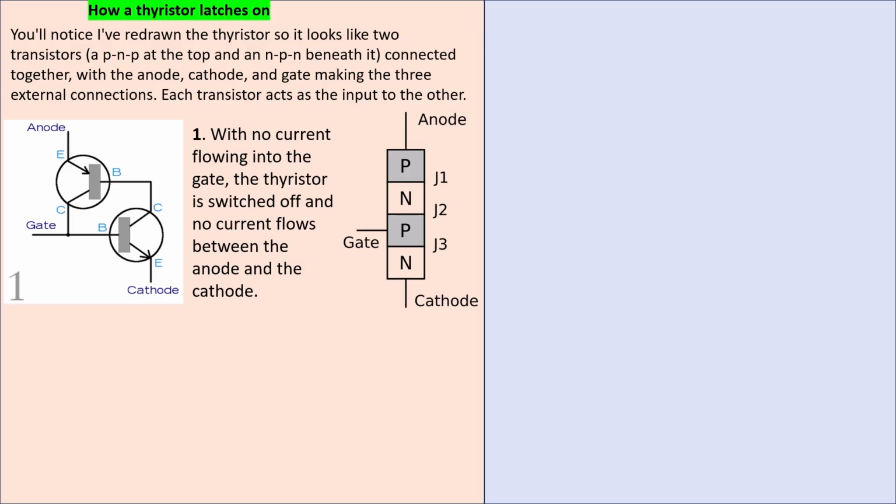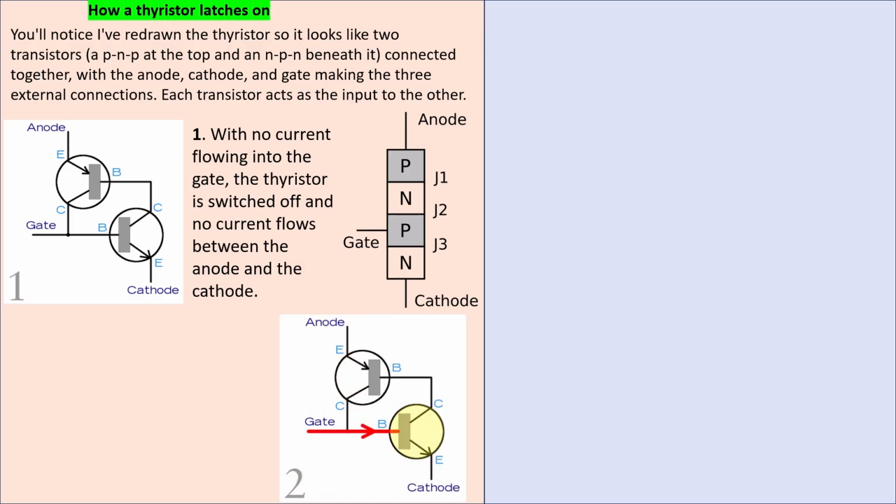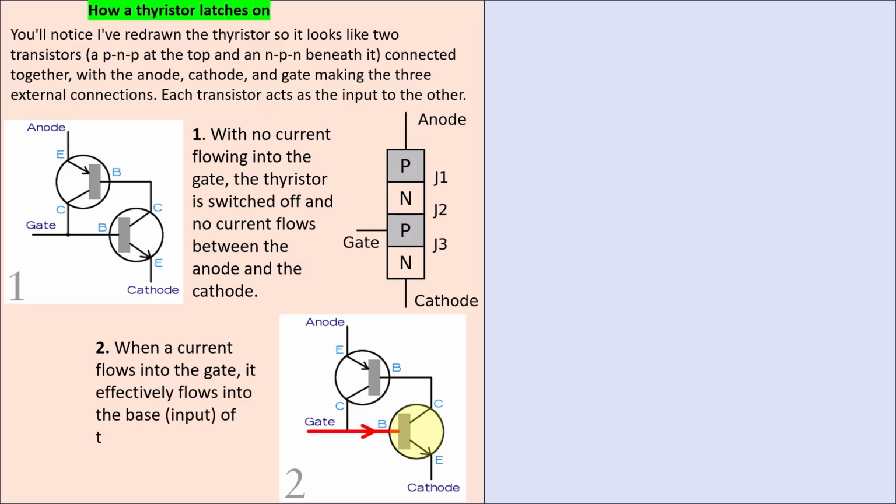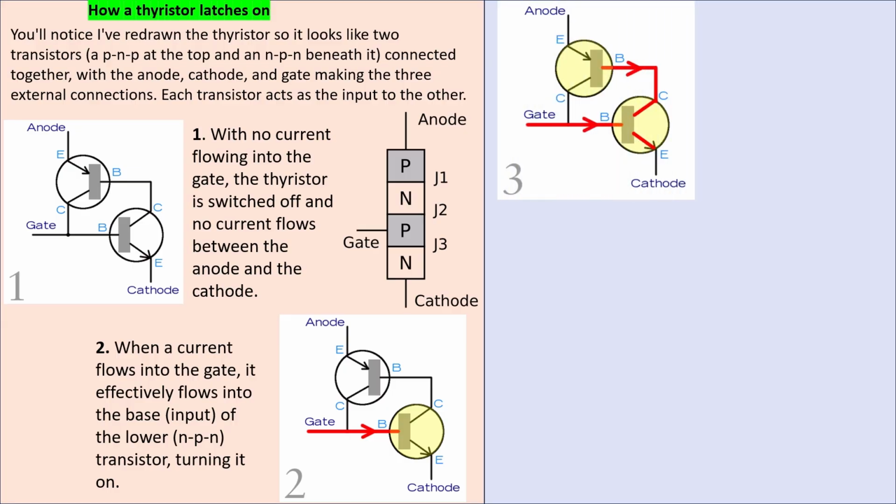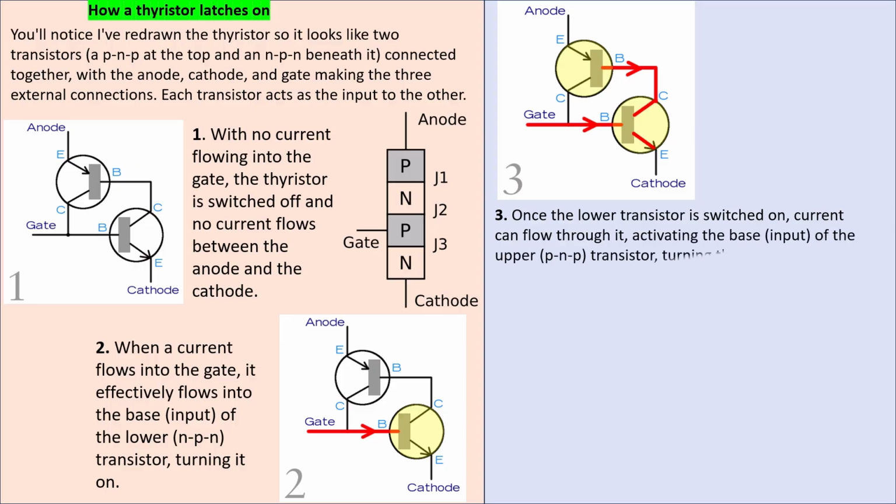Number two, we now have power at the gate. When a current flows into the gate, it effectively flows into the base input of the lower NPN transistor, turning it on. Number three, once the lower transistor is switched on, current can flow through it, activating the base input of the upper transistor, turning that on as well.